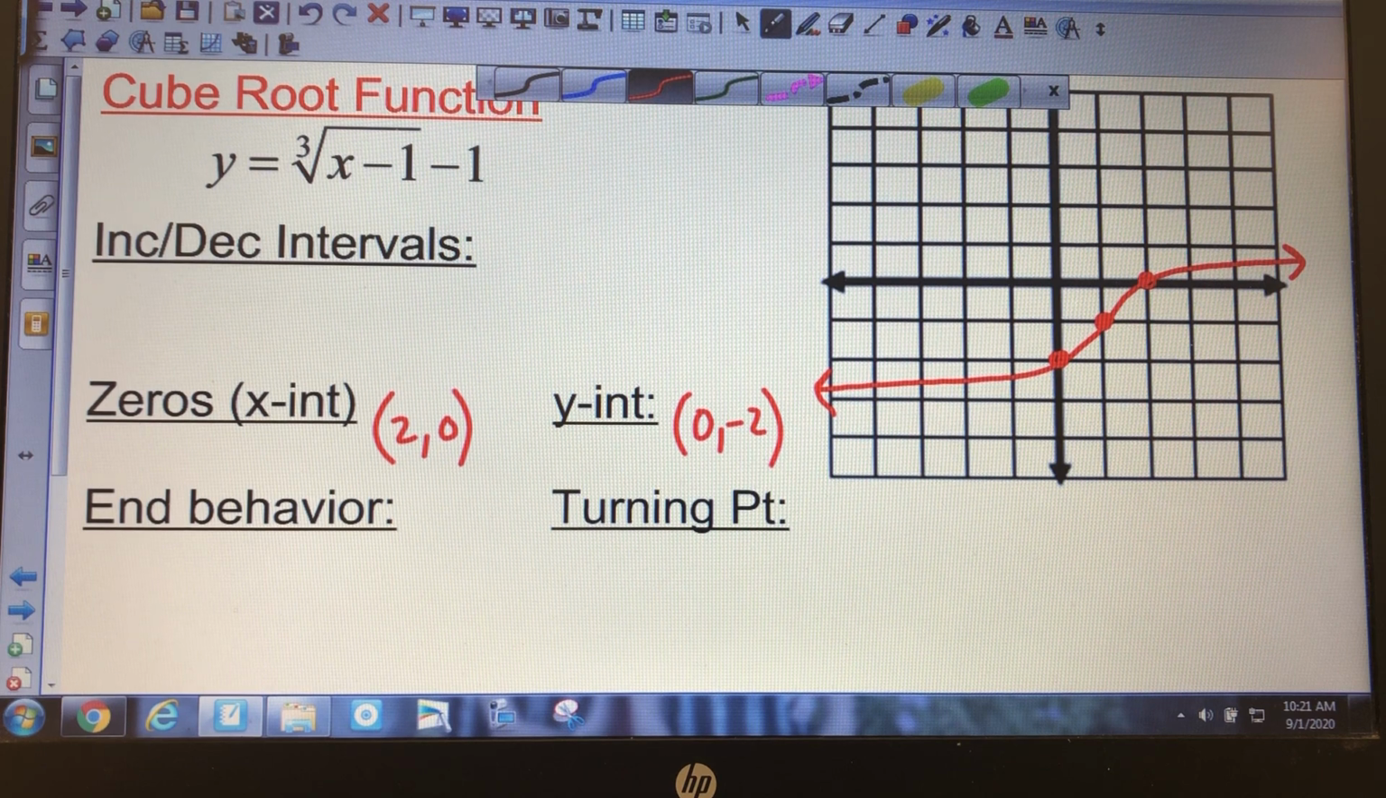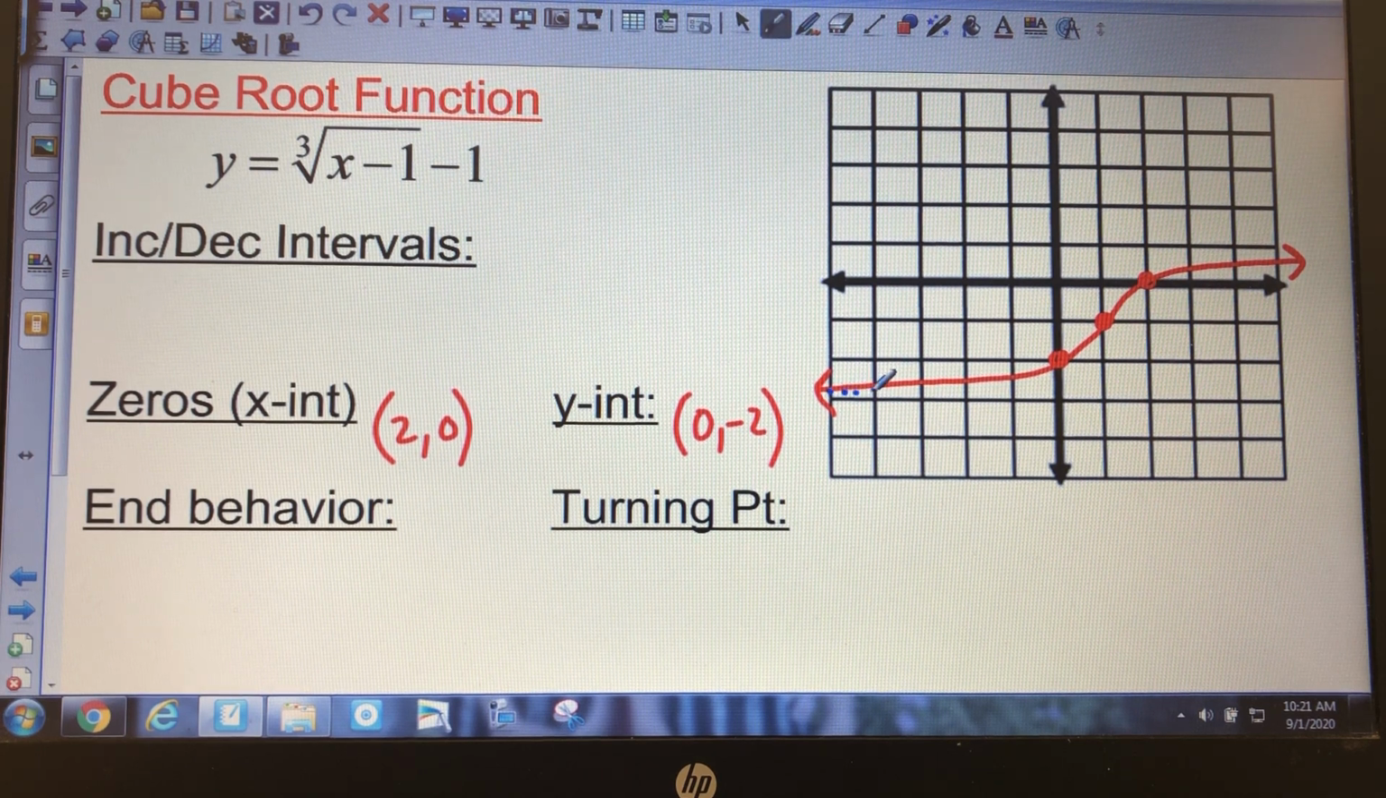Okay, let's take a walk from left to right. We are going uphill the whole way. So we are increasing from negative infinity to positive infinity.